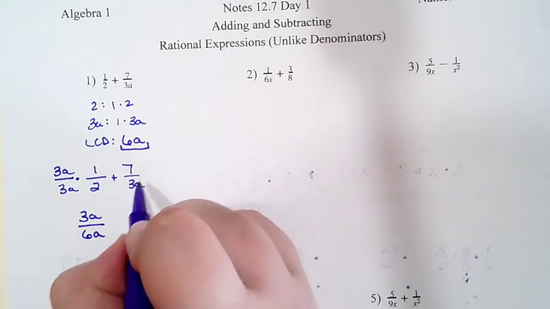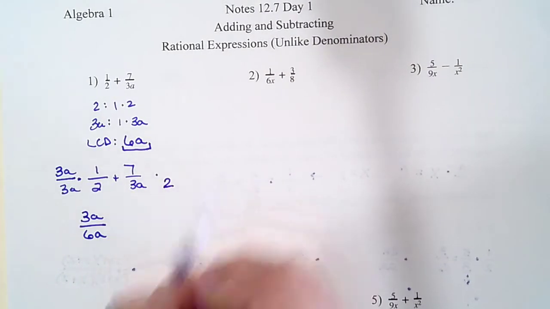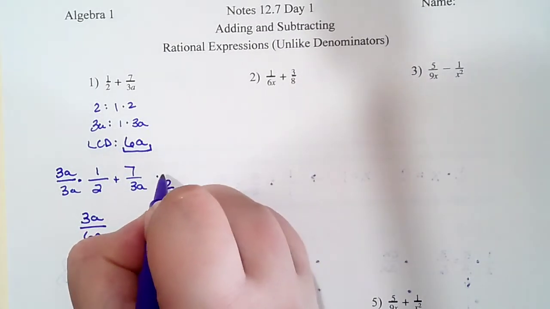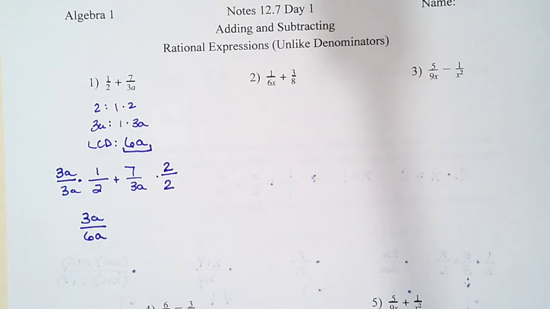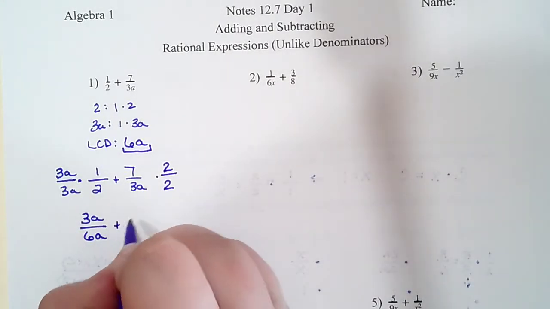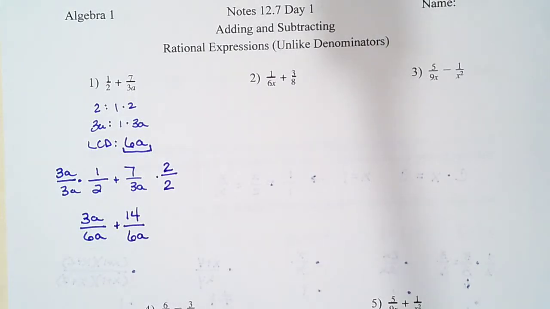All right, second fraction, how do I get to 6a on the bottom? Well, I have to multiply by 2. But whatever I do to the bottom, I have to keep it balanced and do it to the top as well. So the right fraction becomes 14 over 6a.